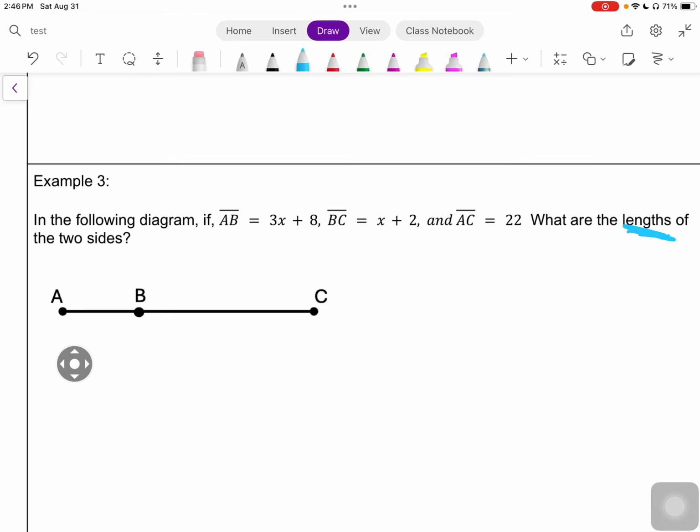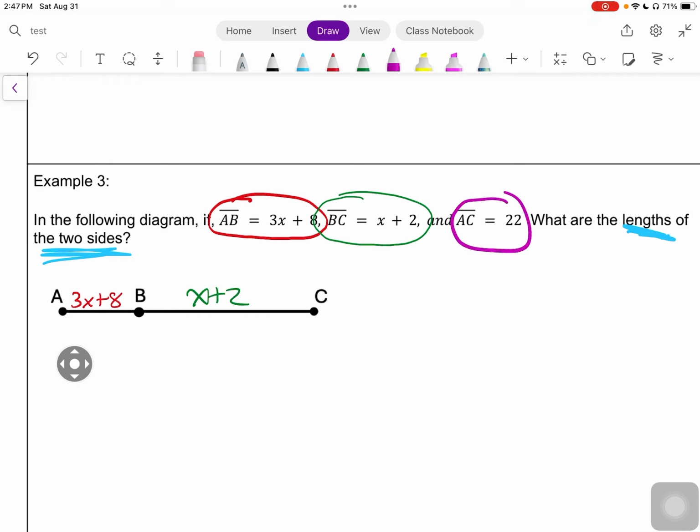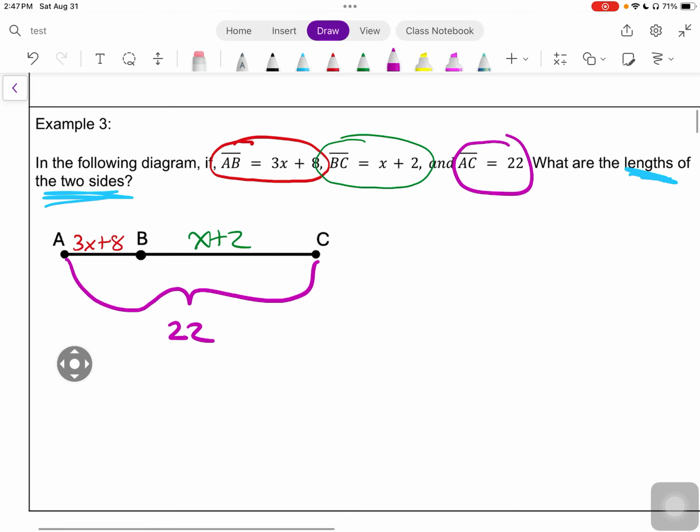So it's not really asking us to solve for x in this question, but we need the value of x in order to find the lengths of those sides. So again, I'm going to go through and label first. It's always my first step. If AB is 3x plus 8, we're going to put 3x plus 8 in here. We have BC is x plus 2. We're going to put that in here. And again, AC is 22. So this whole thing makes 22. Now, from here, I can see where my equation is going to be set up. I know my two smaller pieces are going to add up to the whole thing. So I can set up our equation from here.